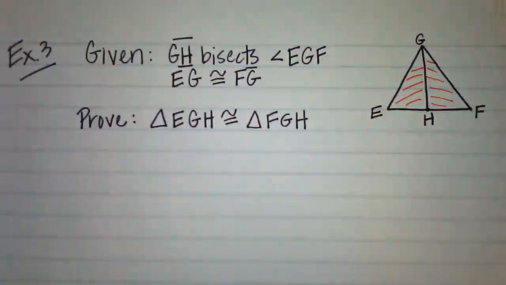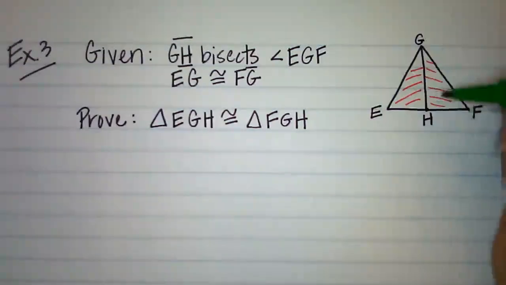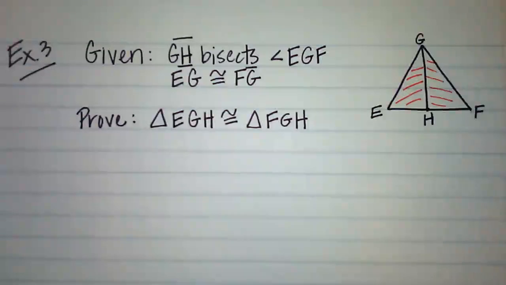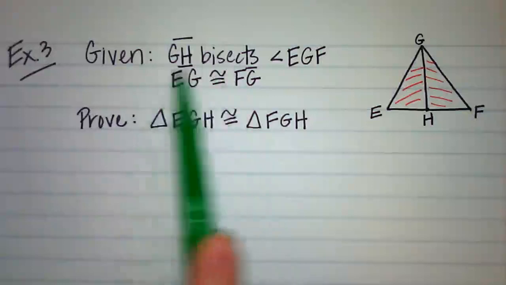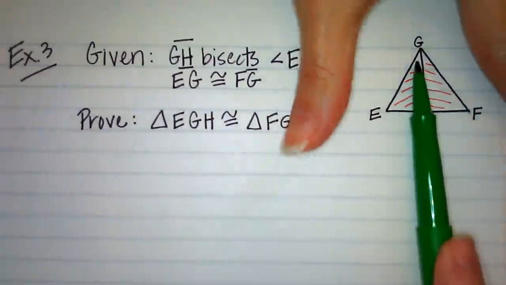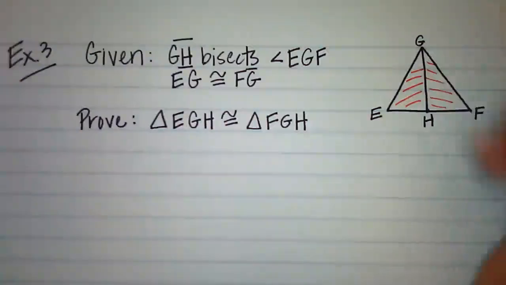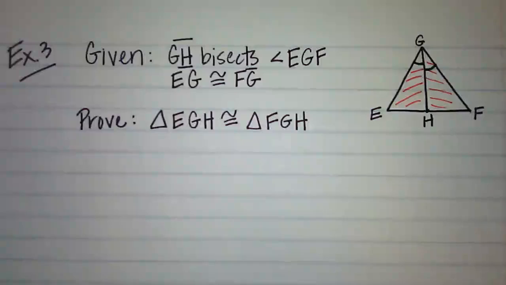So we need to figure out the 3 things that can prove that these two triangles are congruent to each other. So first up, let's mark that GH bisects this angle. Well, bisect means to cut in half. So this segment cuts this angle in half. That's what that statement says right there. So this segment right here cuts that angle right there in half. So what that tells me is that this angle is going to be congruent to that angle.